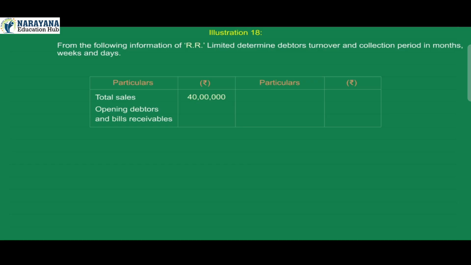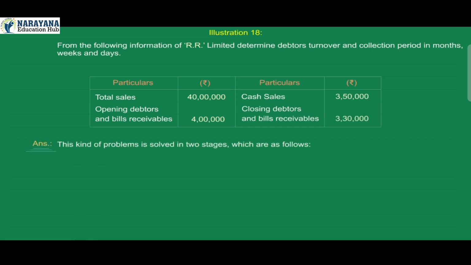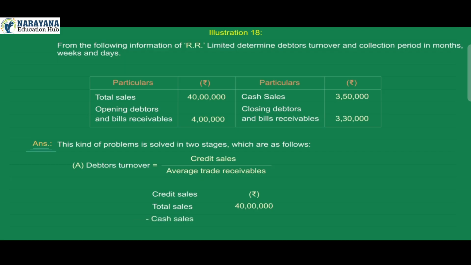Opening debtors and bills receivables, 4 lakh. Cash sales, 3,50,000. Closing debtors and bills receivables, 3,30,000. Answer. This kind of problem is solved in 2 stages, which are as follows. A. Debtors turnover is equal to credit sales divided by average trade receivables. Credit sales, total sales 40 lakh minus cash sales 3,50,000.